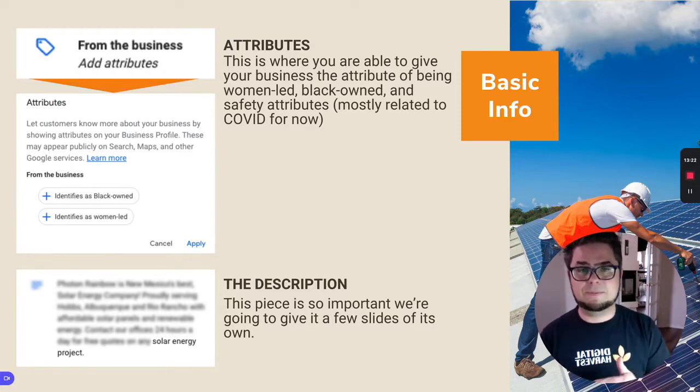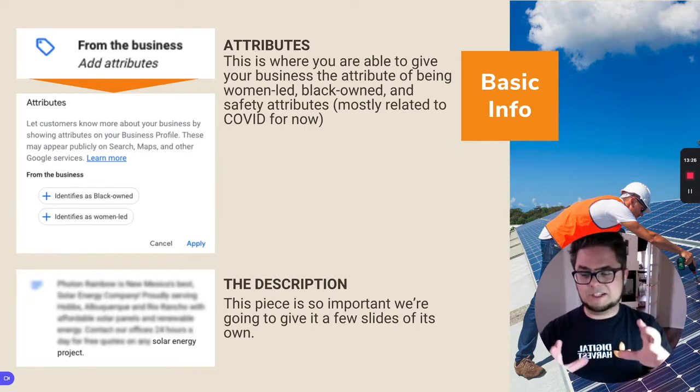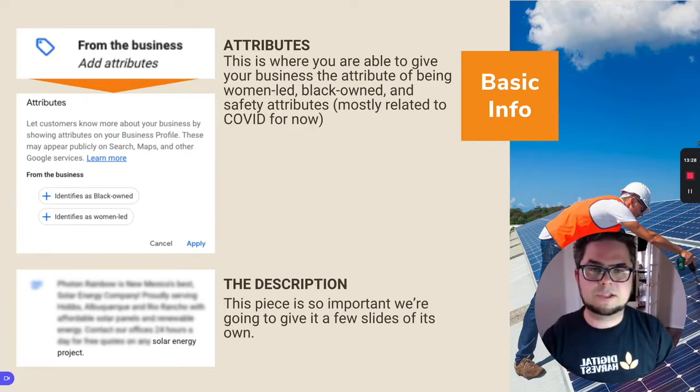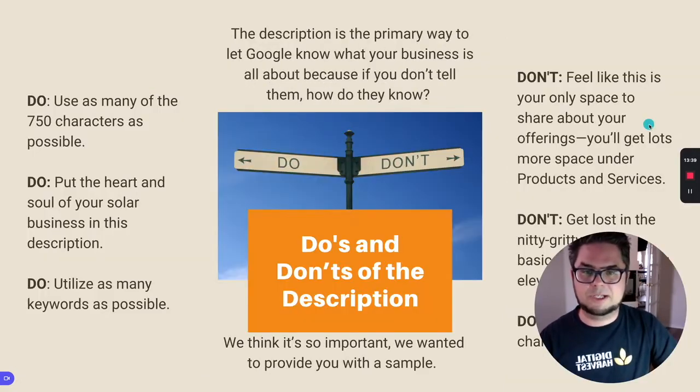And then there's the description. This is the section at the bottom of your Google listing that contains the most information that Google uses to decide whether it will show you in its search results. So this part is so important that we're going to actually give you some examples of it and go into further detail about how you can maximize this particular piece.